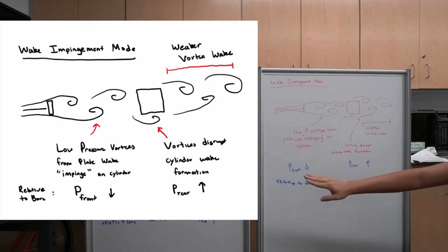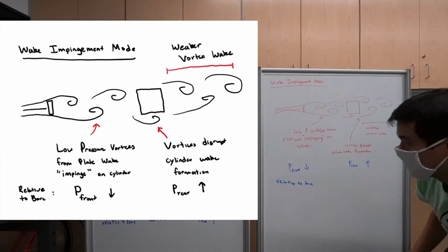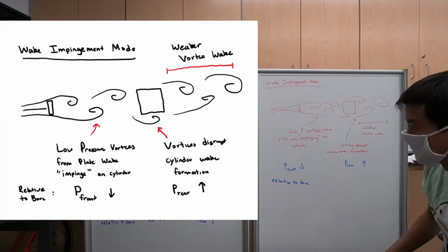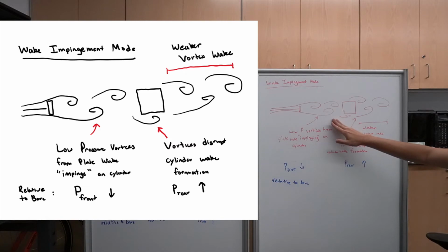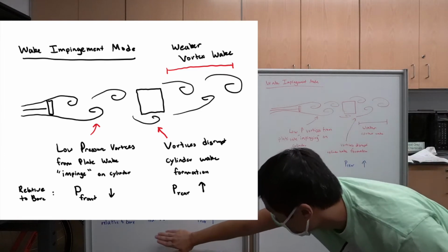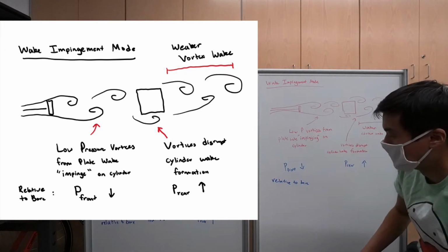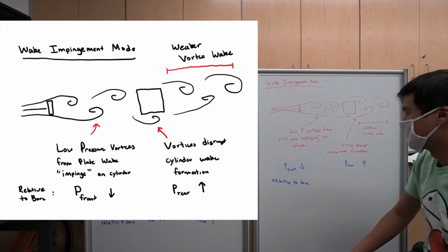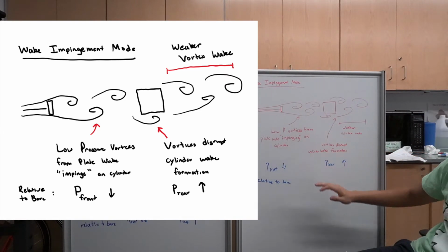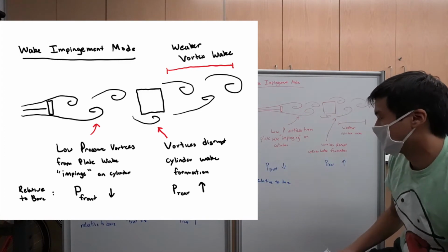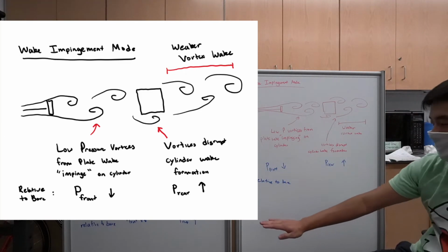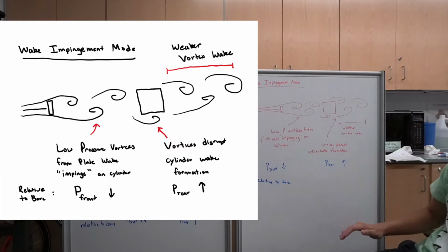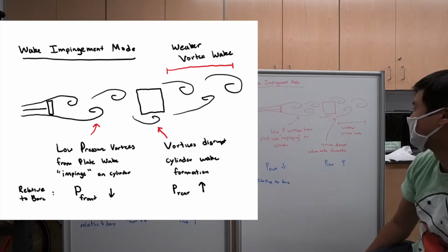Now, a comparison between the cavity mode and the wake impingement mode is that these low pressure recirculation vortices are very low pressure compared to the wake from the plate impinging on the front face of the cylinder. So you actually get a significantly larger pressure decrease from this low pressure recirculation mode than you do from the wake impingement mode. So you get more drag reduction on the front face, and then the two rear faces have about the same pressure, even though they have different methods of getting there. And you'll see that when you plot the pressures of the cavity mode and the wake impingement mode.